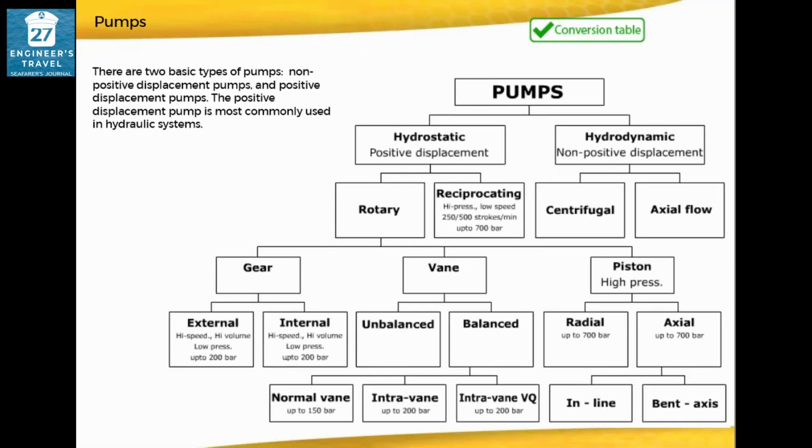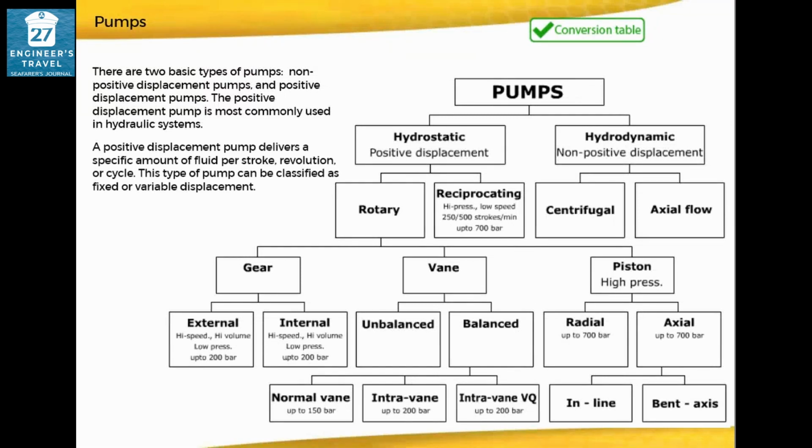There are two basic types of pumps: non-positive displacement pumps and positive displacement pumps. The positive displacement pump is most commonly used in hydraulic systems. A positive displacement pump delivers a specific amount of fluid per stroke, revolution or cycle. This type of pump can be classified as fixed or variable displacement. Displacement of pumps is normally given in litres per minute or cubic centimetres per revolution.